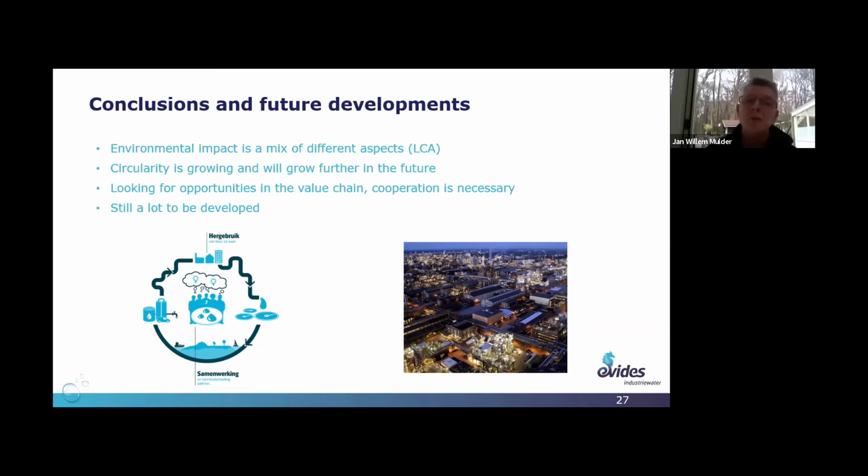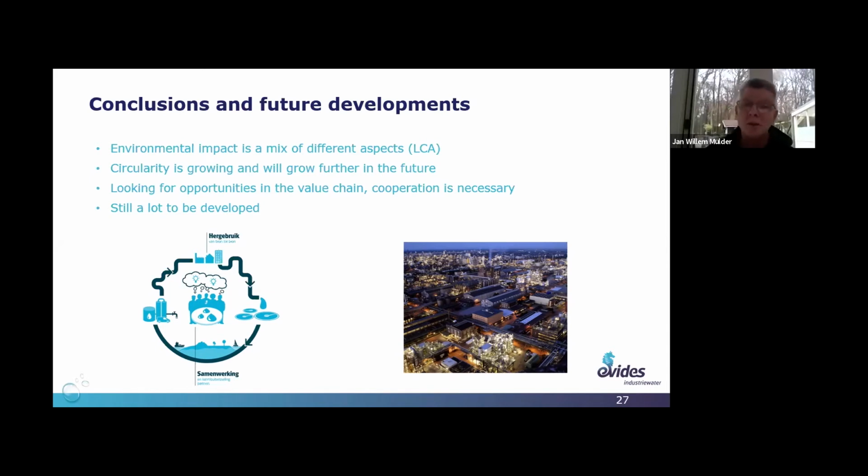My conclusions and future developments. Environmental impact: we discovered so far it's a mix of many aspects, and we discovered that in the LCA analysis. So there's a lot to learn for us. We are convinced that circularity is growing, and it will grow in the future. And it will be the common practice maybe in 10 years or 15 years.